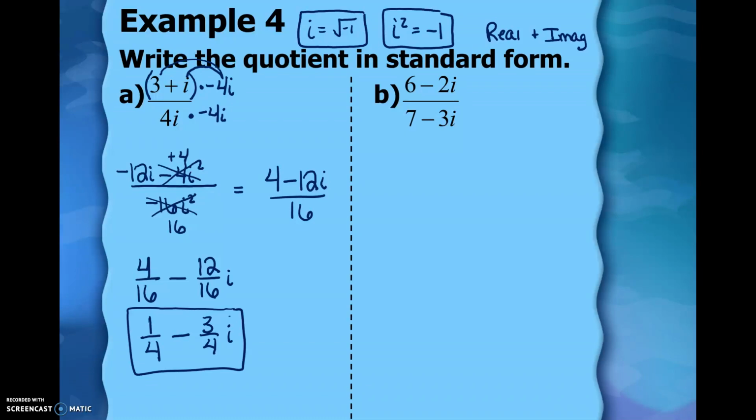In B, first thing we need to do is think about what is the conjugate of this bottom part. This is 7 minus 3i. The conjugate would be the same thing with the other symbol. So 7 plus 3i. And you have to multiply the top and the bottom. So I want you to pause the video and take a moment, double distribute on the top and see if you can simplify, double distribute on the bottom and simplify. Once you think you're done, play the video and we'll finish it together.